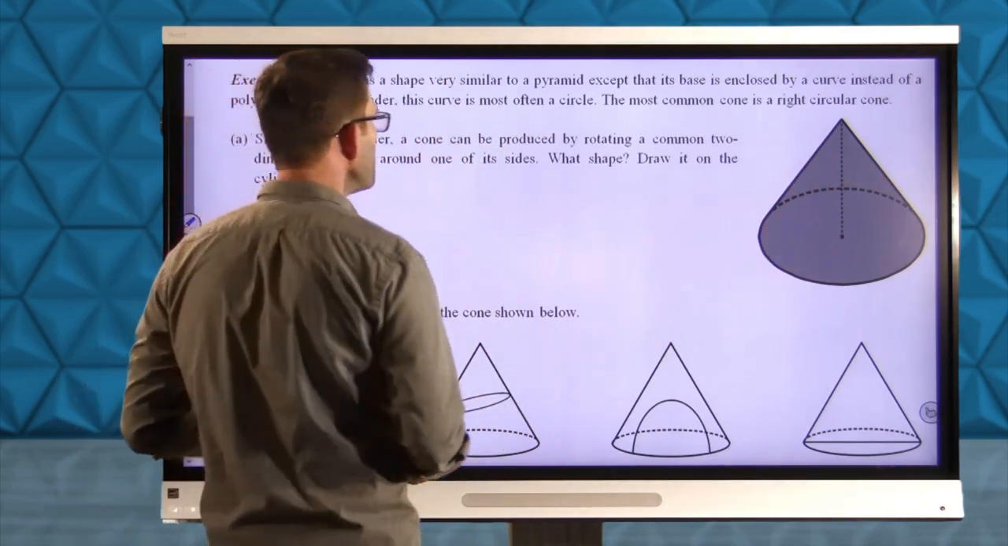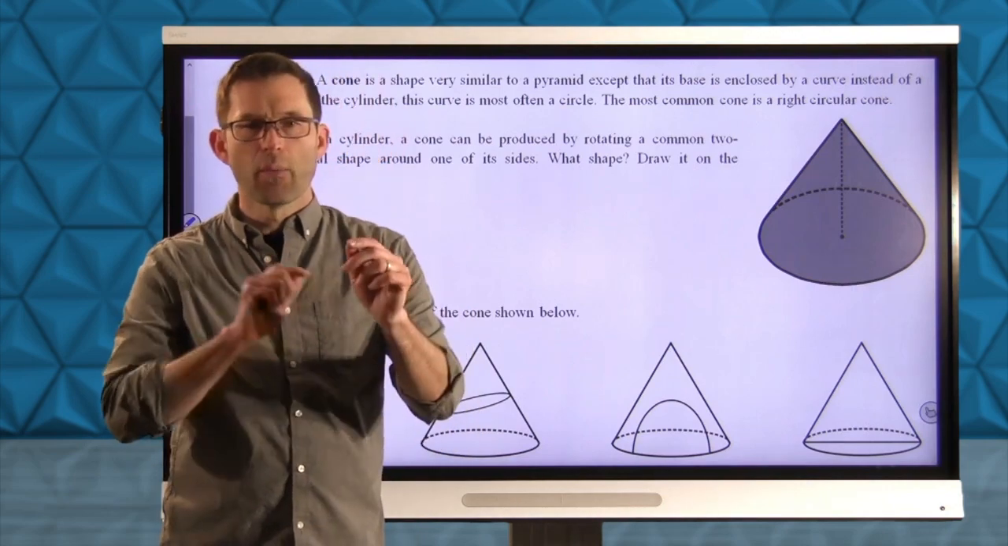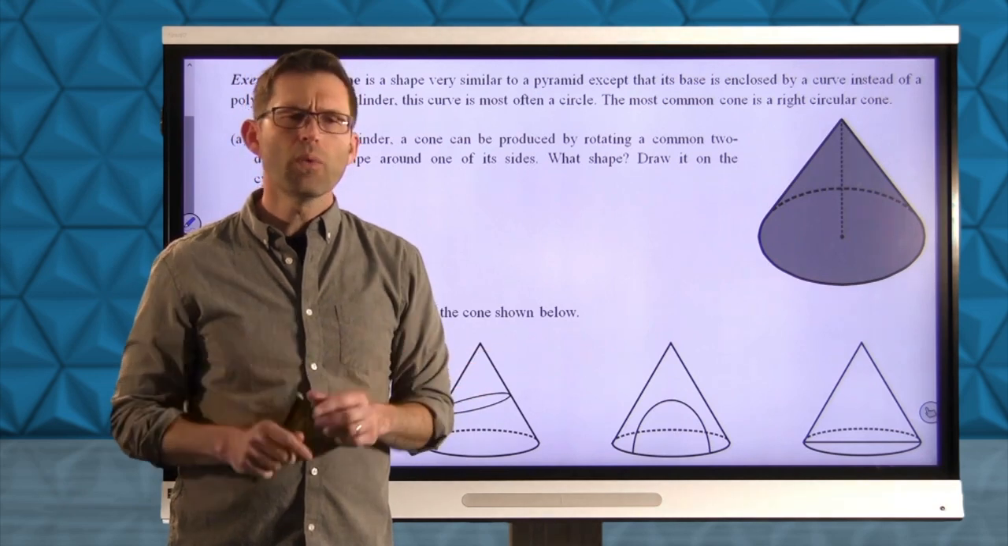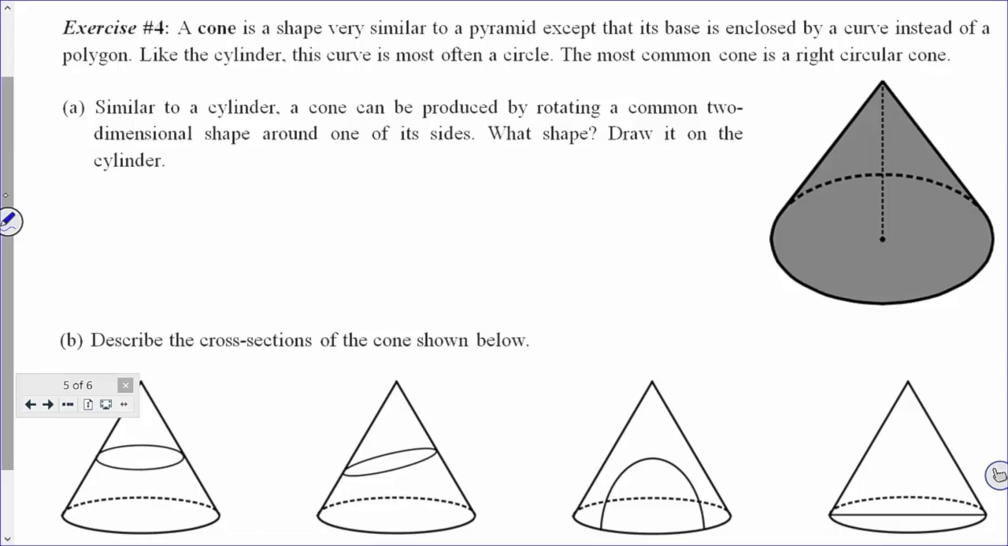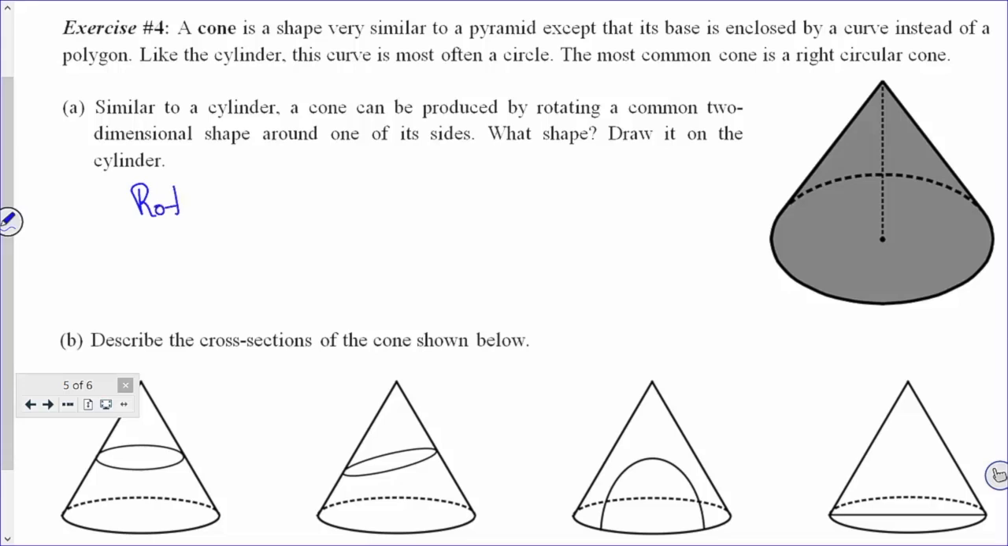All right, so let's take a look. A. Similar to a cylinder, a cone can be produced by rotating a common two-dimensional shape about one of its sides. What shape? And draw it on the cylinder. So remember how we took a rectangle, and we can rotate a rectangle about one of its sides and produce a cylinder. What would we need to rotate in order to produce a cone? Well, we'd have to rotate a triangle, and this is how it would look.